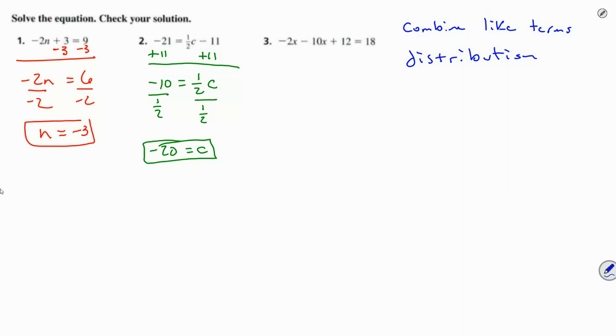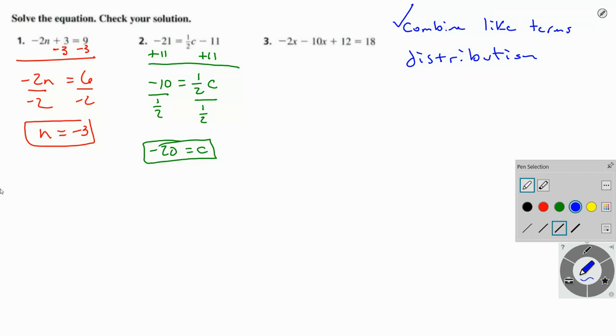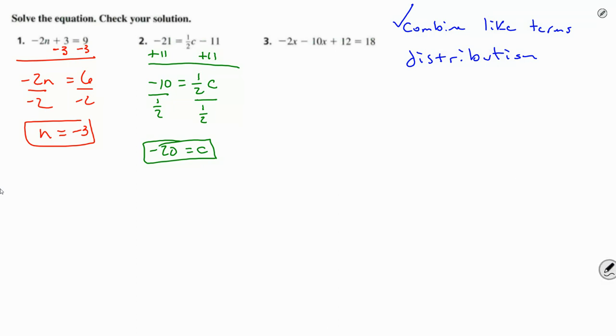This problem, number 3, is focusing on combining like terms. Combining like terms means, on the left-hand side here, I see 1, 2, 3 terms, right? The two that are alike have the same variable with the same exponent. So we can put these two together. When we combine like terms, we are not inverting the operation at all. We're just pushing them together, combining them. So those two become negative 12x, then plus 12 equals 18.